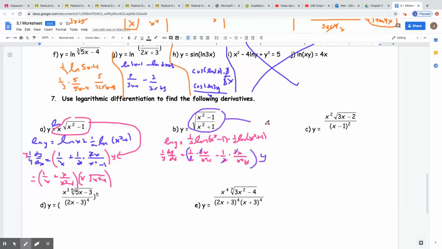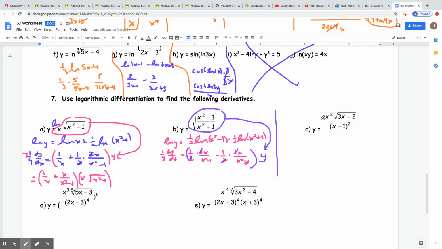And there's going to end up being your answer. I don't feel like rewriting it all, but it's x over x squared minus 1 minus x over x squared plus 1 all times that. And that's your answer for that one. All right. Hopefully you guys are getting the hang of this logarithmic differentiation.